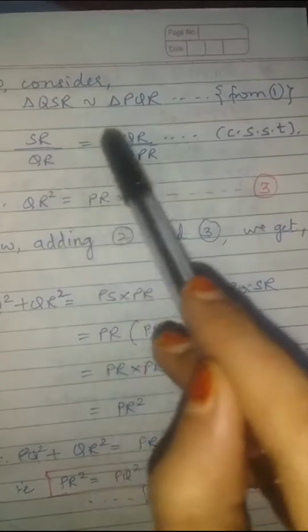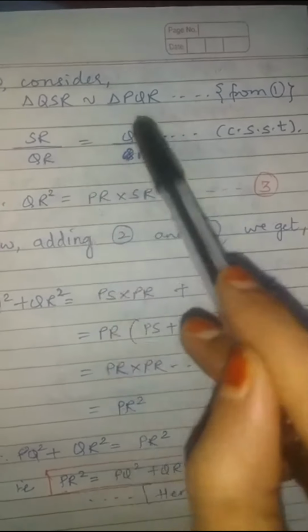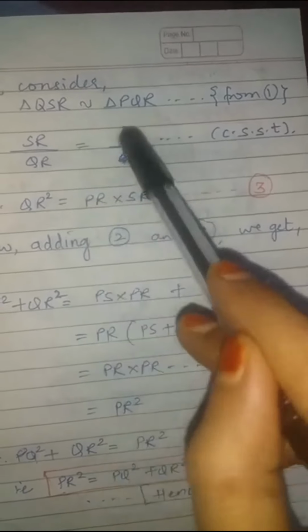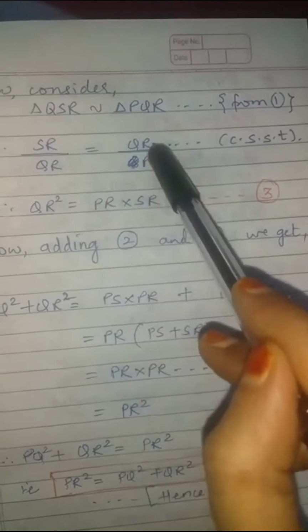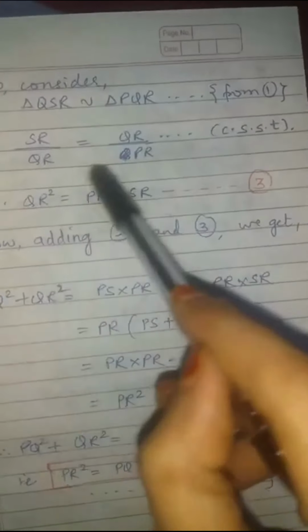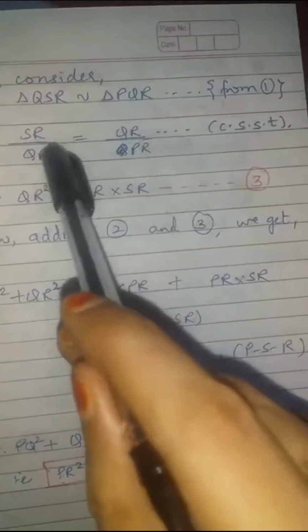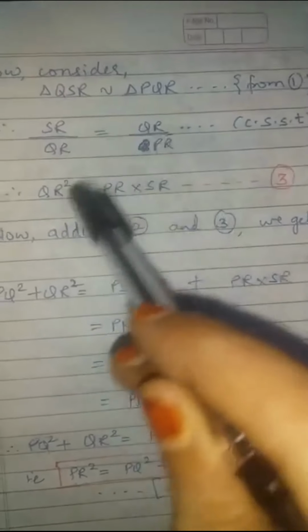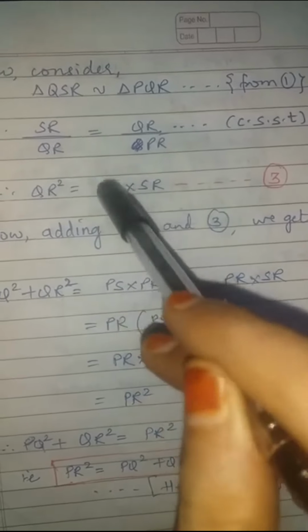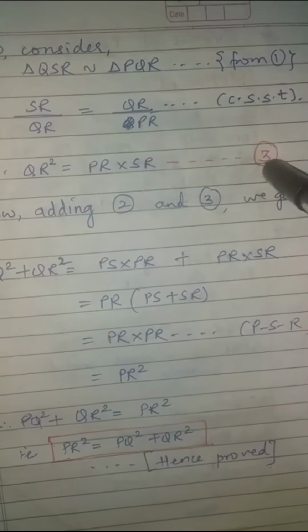We are going to take the ratios in such a way that on cross multiplying, we get the square of some side on one side. So we have QR into QR, that is QR square. You have to adjust the ratios in such a way, students, that you get QR here and QR there. So on cross multiplying, we get QR square equal to SR into PR, or PR into SR. This is your equation number 3.